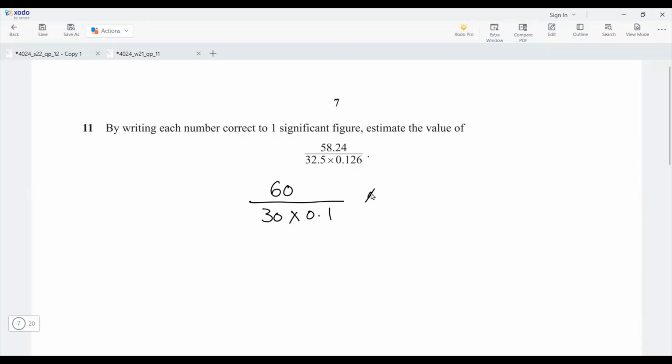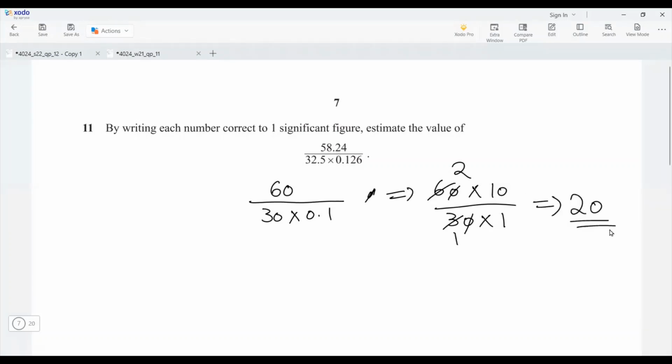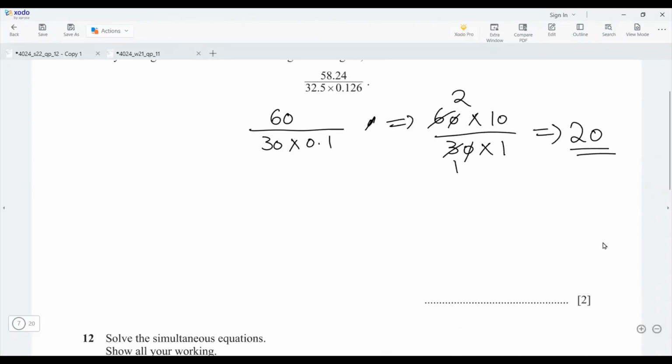So we multiply with 10 in the numerator. So it becomes 30 and it becomes 1. After that, we can remove the zeros, and 3 times 1 is 3, 3 times 2 is 6, 2 times 10 is 20. That is the estimated answer. I hope you understand these types of questions. You can get full marks, it's normally a 2-mark question, so you must not lose marks in these types of questions.